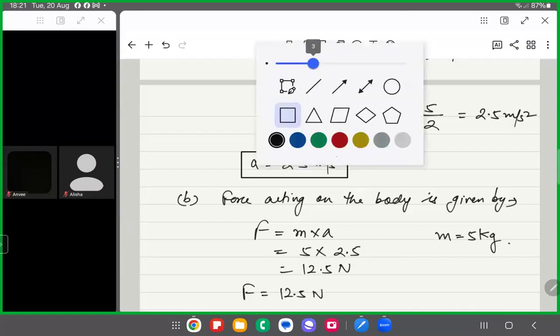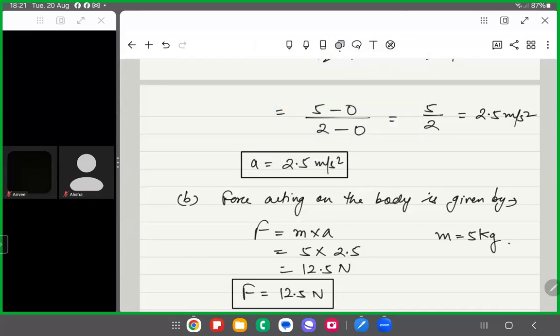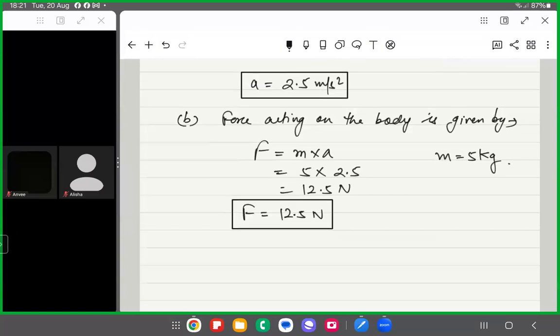Because whenever there is an acceleration, that means there is some external force. Some force is applied. The forces are unbalanced. Then only acceleration can be there, isn't it? So what is that force which is applied on the body and that actually gives the acceleration to it? That is 12.5 Newton. Is that clear?